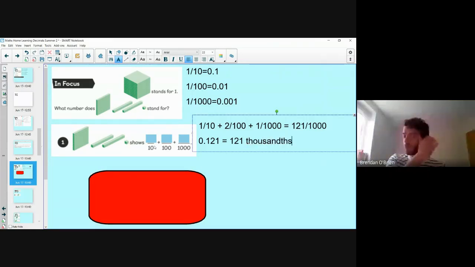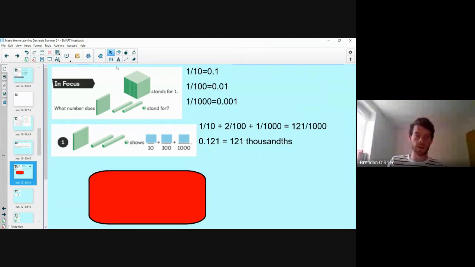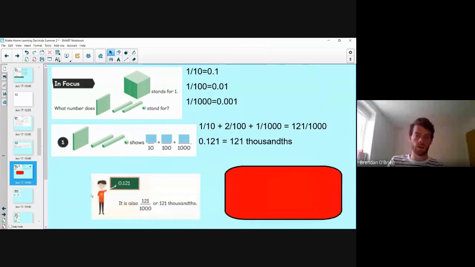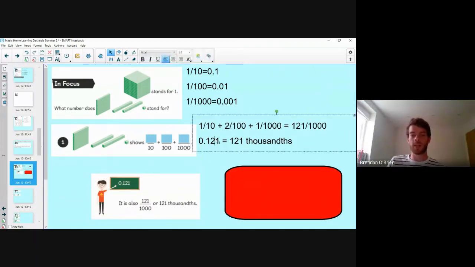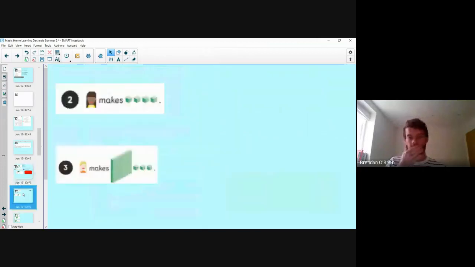You may be wondering what I've got under this big red square here. Well, I've got a friend of ours. It's a red, reddy-orangey t-shirt with a triangle in the middle, and he's just showing us what we've already done here. Okay, that our decimal is 0.121. That is the same as 121 thousandths, 121 over 1,000 as a fraction. Okay, let's keep going.